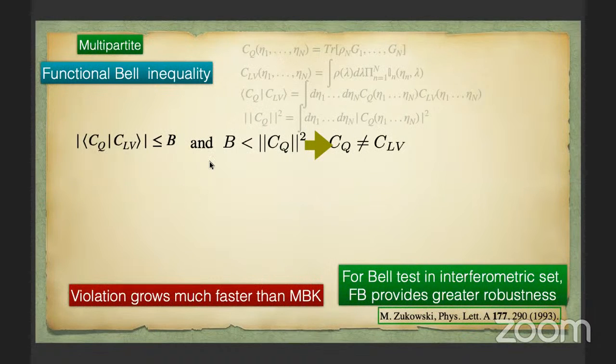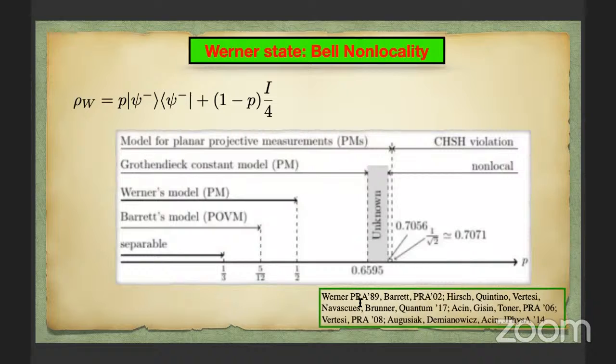Moreover, this functional Bell inequality has some importance or consequence in an experiment, because for a Bell test based on interferometric setups, one can show that this functional Bell inequality provides a greater robustness, because it scans the entire measurement settings. In some sense, although the Mermin-Belinskii-Klyshko and other Bell inequalities are based on a finite number of settings, in experiment they actually scan the whole range. And so in that sense, the functional Bell inequality can be more useful. So these are the three Bell inequalities that I will use to certify a state to be entangled.